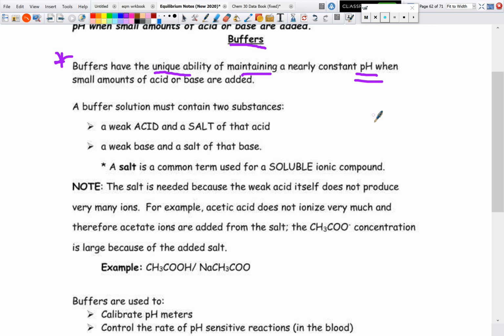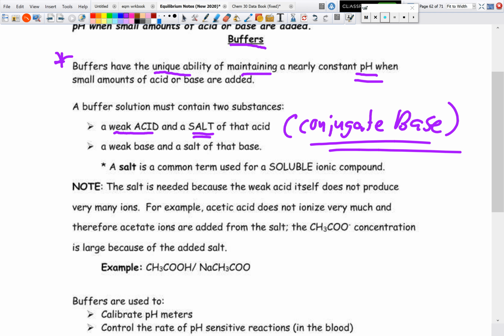So how do we make a buffer? Well, a buffer needs to have a weak acid and a salt of that acid. And that salt is the conjugate base of the acid.